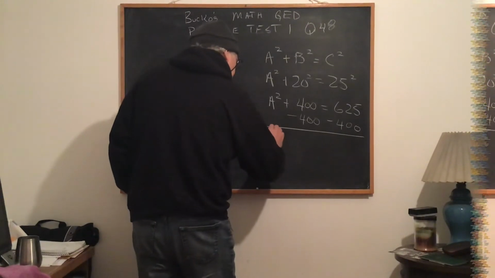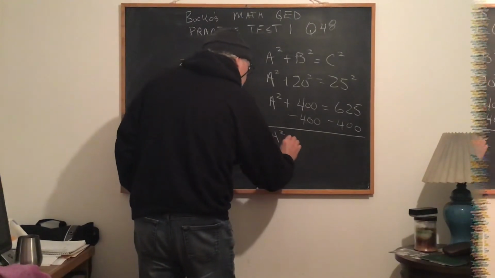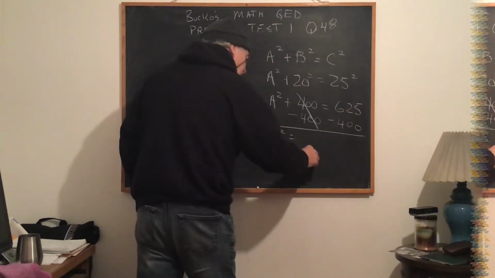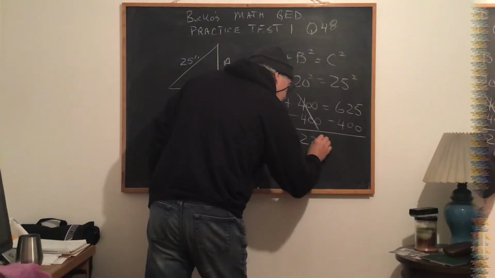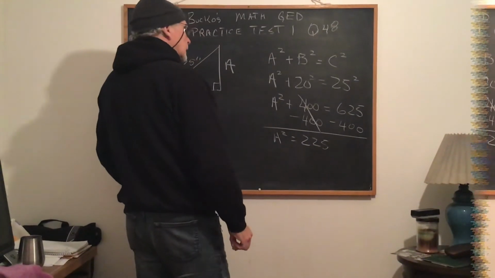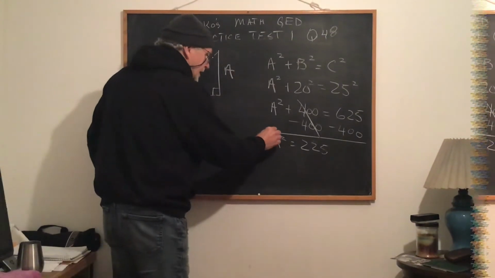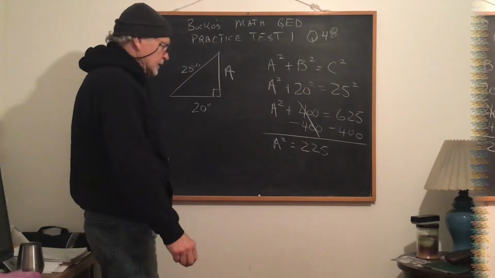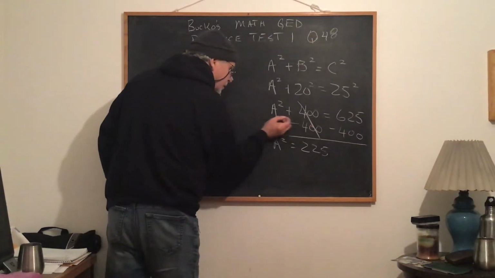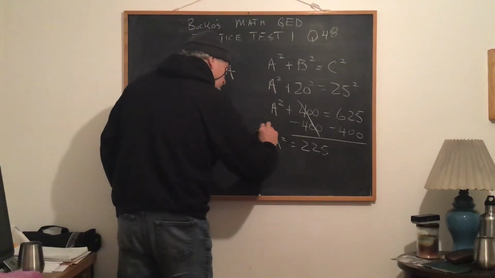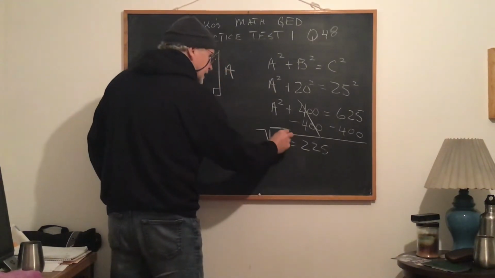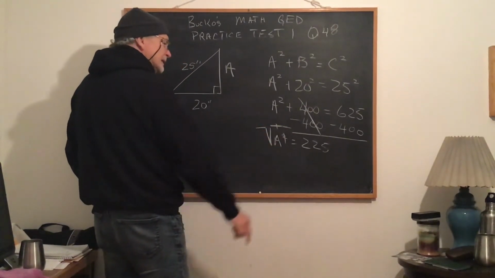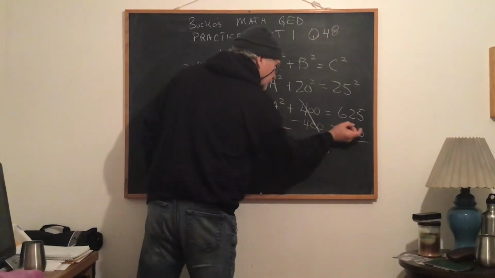This collapses to a squared is equal to, these cancel, 225. Now, we don't want a squared, remember that. We want a by its lonesome. So to undo a square is square root. Square root it. Because these cancel each other, and that's cool because that gives us a alone. But remember, if I square root this side, I've got to do it over here.